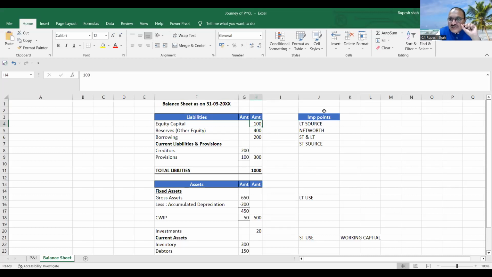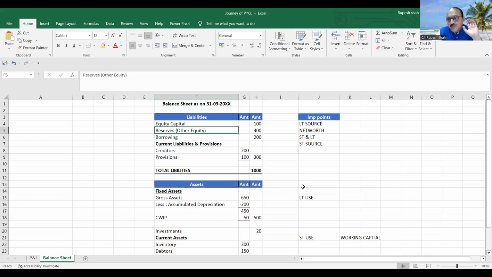Now, this is a very long-term source. So whenever we look at the liability side, as an analyst, we also have to think about what are the long-term sources of money and what are the short-term sources of money. So this equity capital is a very long-term source of money available to the company. And I will tell you as I progress why it is necessary to look at it from this angle also. Just park that question in your mind right now.